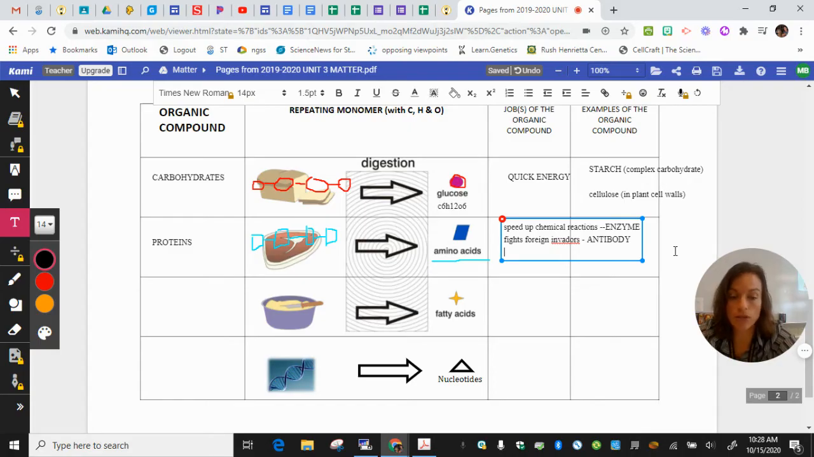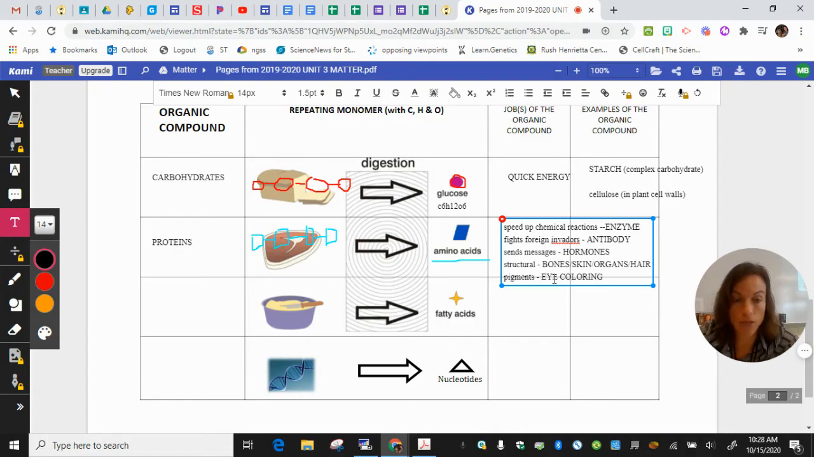Another one that we learned from last unit is one that sends messages, and those would be hormones. Okay, another possibility is anything that's structural. Those would be like your bones, your skin, your organs, anything like that, your hair, et cetera. Those are all proteins. And I can go even further and say that the pigments or colors in your body, like your eye coloring, your skin coloring, and things like that, those are all proteins.